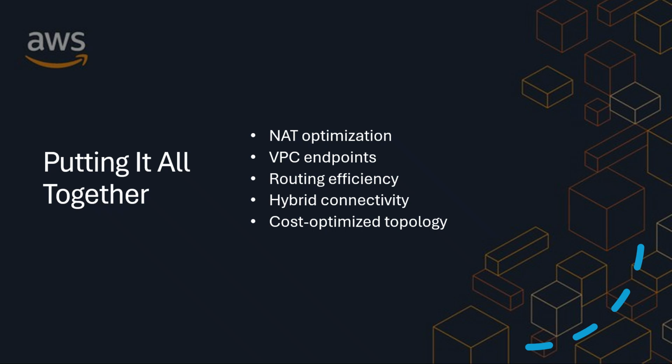Designing a cost optimized network architecture involves combining several best practices: reducing NAT gateway usage, using VPC endpoints, designing AZ aware routing, selecting the right connectivity option, and building efficient network topologies. Each of these decisions contributes to lowering network charges without compromising performance or security. The goal as an AWS solution architect is to balance cost, reliability, and functionality, ensuring every workload is both efficient and sustainable.